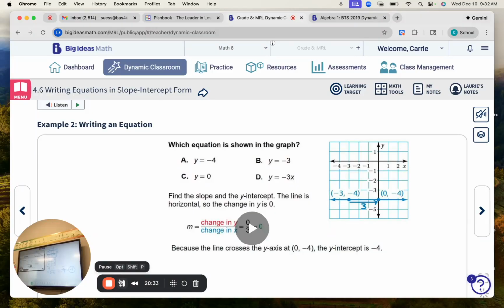Yes, we do. It's -2. It's not -2, it's 1. Why is it 1? Because the x value right here is a 0, which means this is my y-intercept. So now I can write my equation.